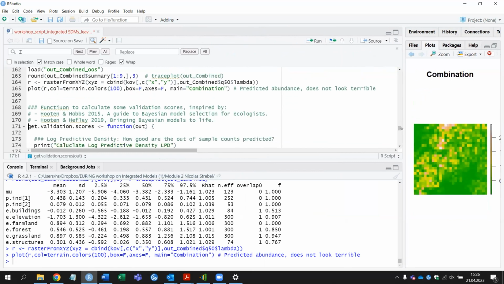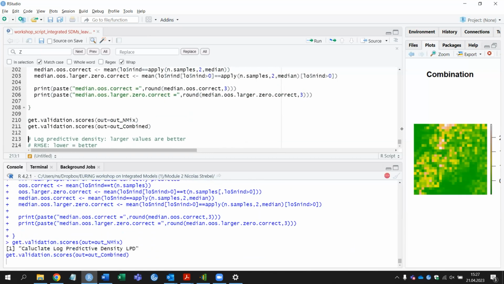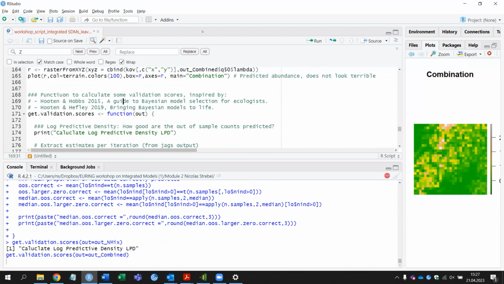And now to the second part. We calculate some validation scores to be able to compare the two different model runs, or the results of the two different analyses. I'll quickly run that because it takes some time, and then we can go through this function together. The figures that I used basically come from the Houghton and Hobbs paper. I have included that also; it's in the Dropbox file. You can look it up there.